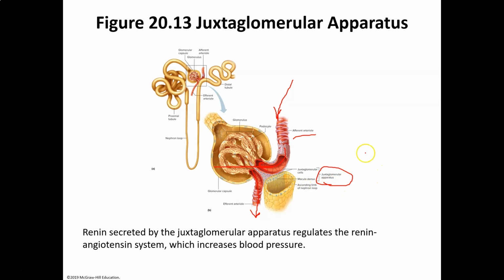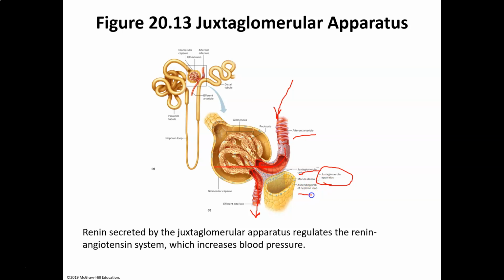There it is, the juxtaglomerular apparatus. You have specialized cells right here. These are the cells that produce renin. Why are they right there? Because they can sense how much blood pressure is coming into the glomerulus and how much pressure is leaving the glomerulus. So it senses how much pressure there is in these arterioles at that point.